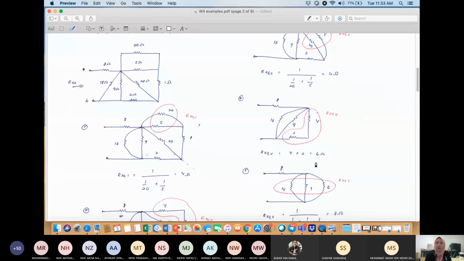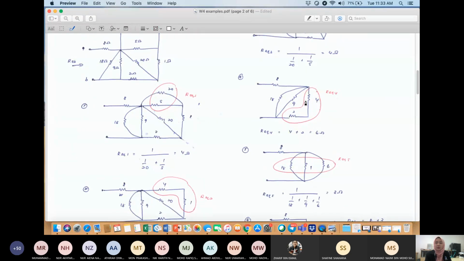Now, because the R equivalent is equal to 6, you have a circuit like this with the R equivalent 4 over here equal to 6. From this circuit you can see that the 18 ohm, 9 ohm and 6 ohm are in parallel, so I name it R equivalent 5. R equivalent 5 is 1 over 1 over 18 plus 1 over 9 plus 1 over 6. We have 3 resistors, and it is equal to 3 ohm.